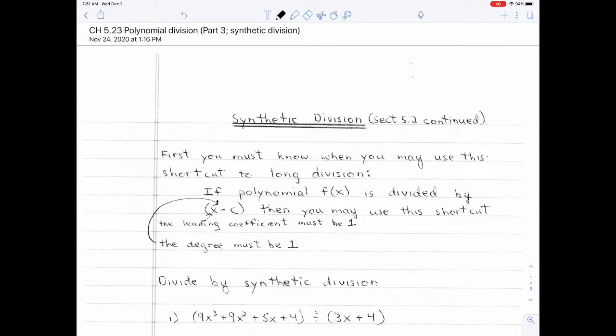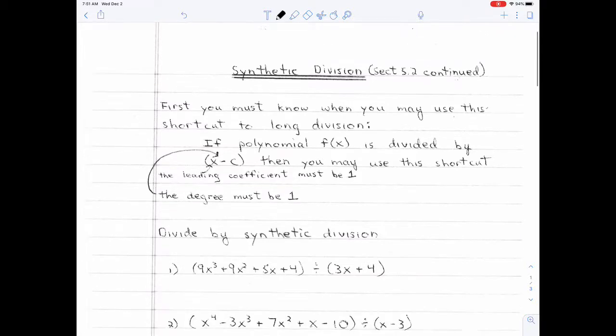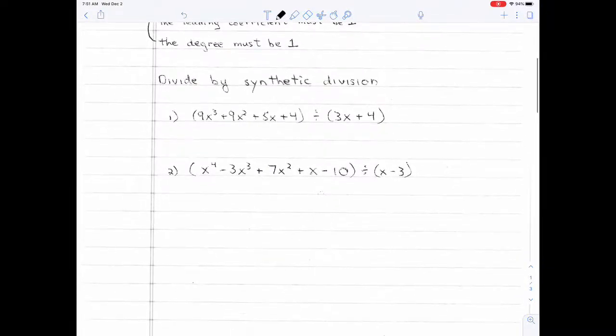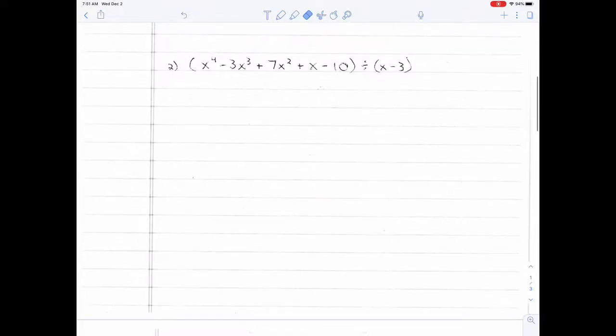Okay, so let's take a look at these things. The first thing we want to look at is, can we do it or can't we? So let's take a look at number 1. These are basically, if I'm not mistaken, the exact same problems we did last time by long division. So number 1, you can't do this. Why not? Because the leading coefficient isn't 1. So don't try and do this by synthetic division. It just doesn't work. Okay, the second one. We can do this by synthetic division because the leading coefficient of the divisor is 1 and the exponent's 1. Again, remember, this is the divisor.